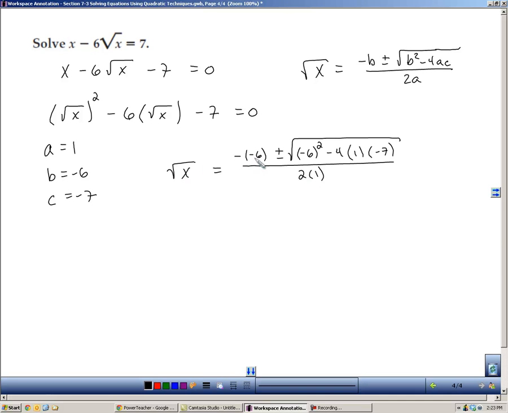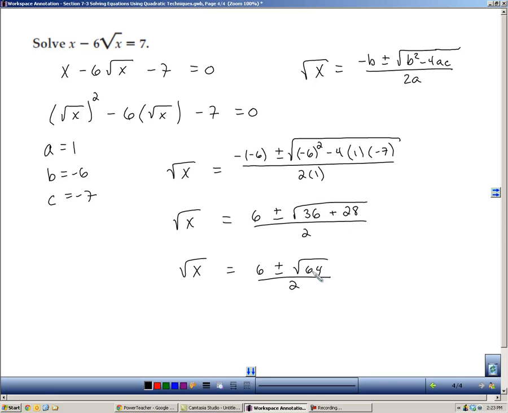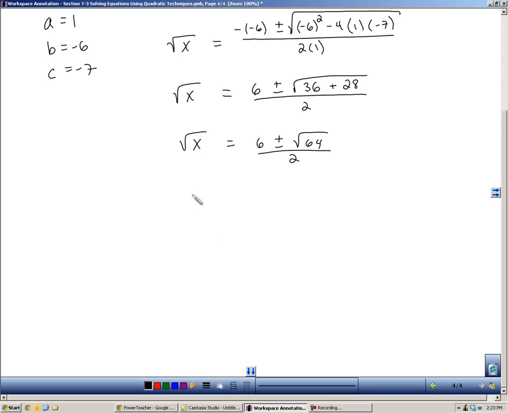So the opposite of b, plus or minus the square root of b squared minus 4 times a, which is 1, times c, which is -7, all over 2a. Simplifying now, we got a positive 6. This will be a 36. 7 times 4 is 28. With two negatives makes it a plus 28. And all of that's going to be over 2. This works out nicely because the square root of 64 is just going to simplify to be an 8.